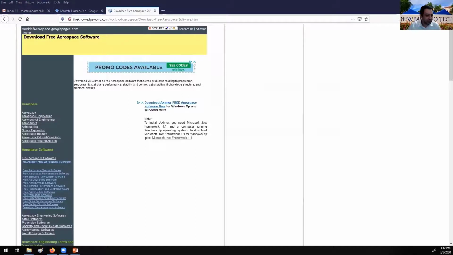So this is not compatible with Windows XP. Okay, so if you have the old version of this software, you can easily install it, and we will be able to actually use this software to measure the atmospheric characteristics.